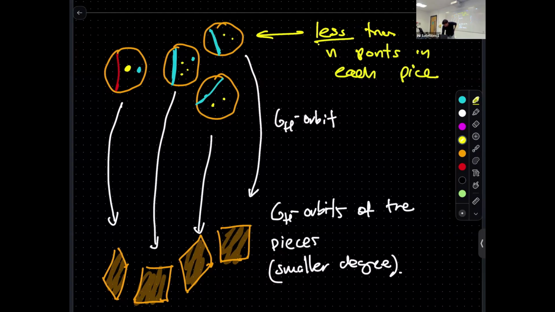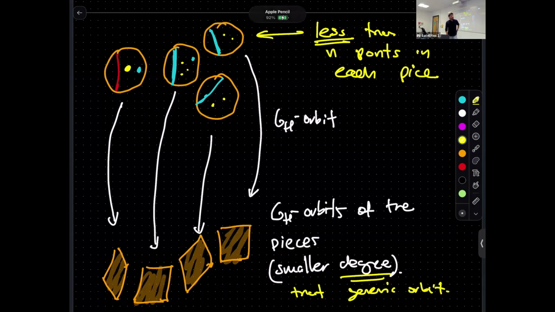The fact that you have fewer than n points here means that you have a smaller degree than the generic orbit. Degree of what? That's the generic orbit. By degree, I mean the homology class.